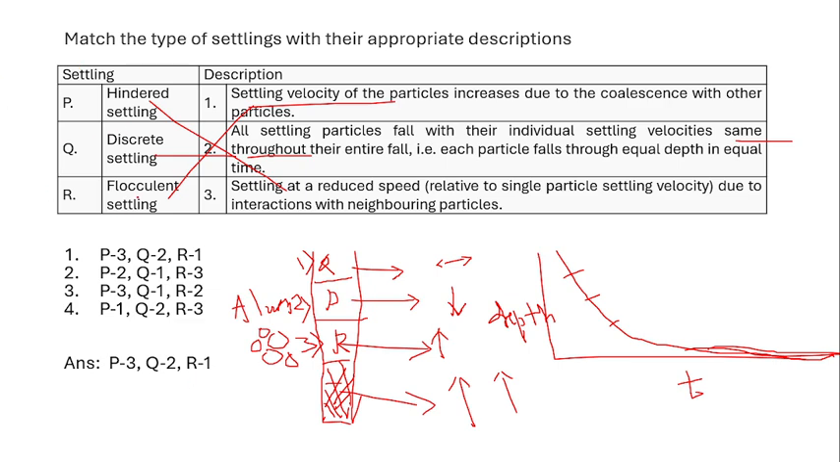Initially, the discrete settling will happen where more or less the velocity will be equal, and then the hindered settling will happen where the velocity will get slightly reduced because of interaction. And in the flocculent settling, what happens? All the particles will settle very fast. So the settling rate will increase due to the formation of larger particles. And finally, in the compaction zone, the velocity is again increased rapidly because of the larger size of the particles.